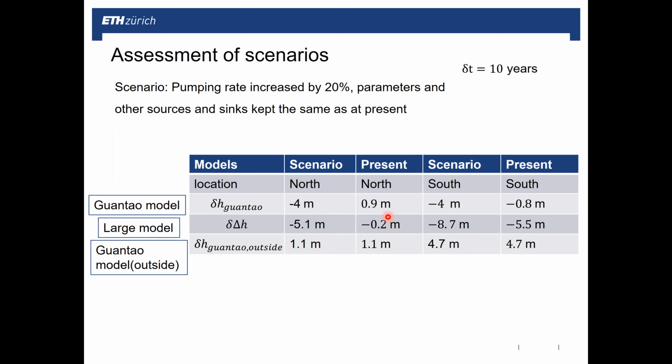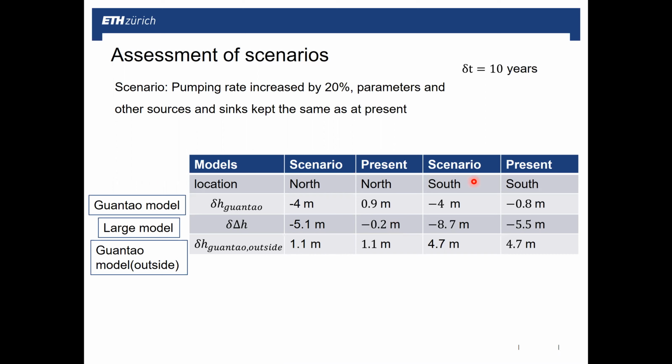We want to stress that even though we decrease the pumping rate by 20%, if we only look at the result from the groundwater model, we see that, okay, the groundwater level is now increased. So we are satisfied with the measures we implemented at the moment. But if you look at the delta H, you decompose the influence, and you will see that there's still a slight decrease happening in the north of the Guantao area.